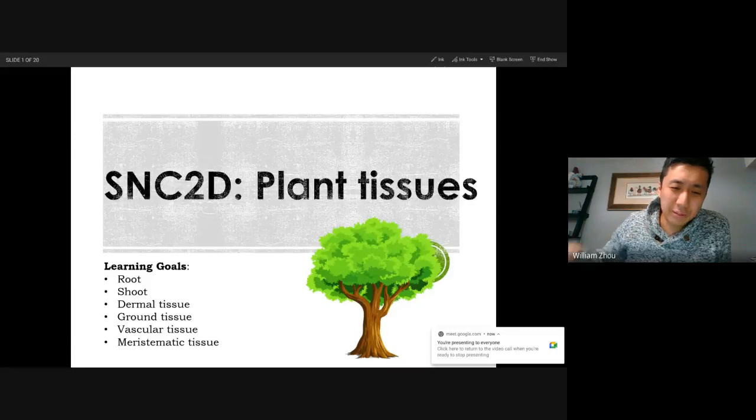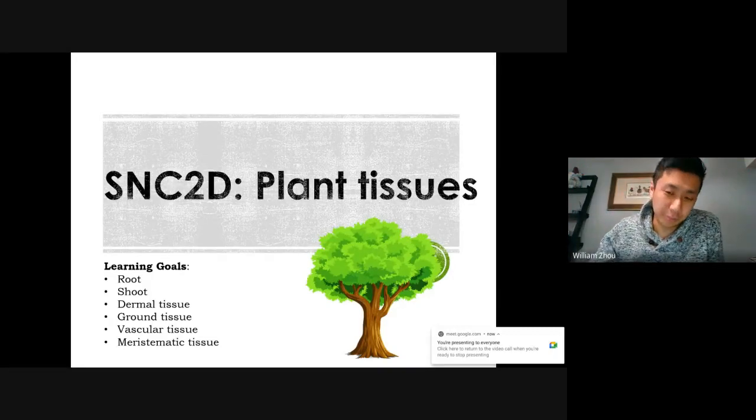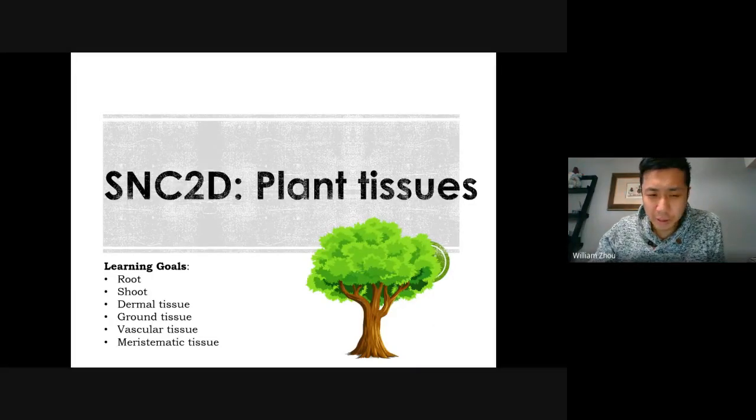So in this lesson, we're going to talk about plant tissues. What do I mean by plant tissues? The different components of the plant. We're going to talk about the root and the shoot, and also the different types of plant tissues.